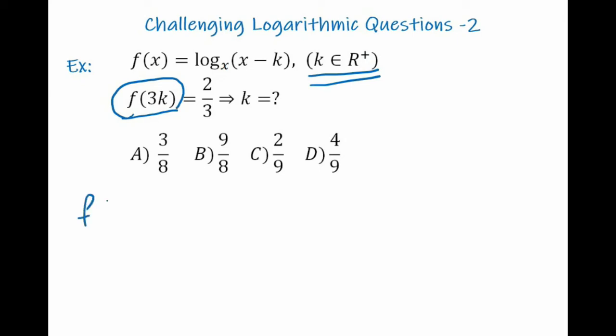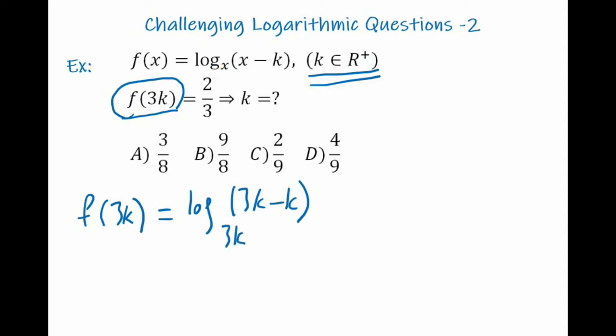So in the function f of x, just plug 3k in x, and that is going to be logarithm of 3k minus k, and the base is 3k, because the base was given as x. By the way, this is equal to 2 divided by 3. In the next step, if you subtract k from 3k, then we're going to have 2k. And the base is 3k. And that is 2 divided by 3.